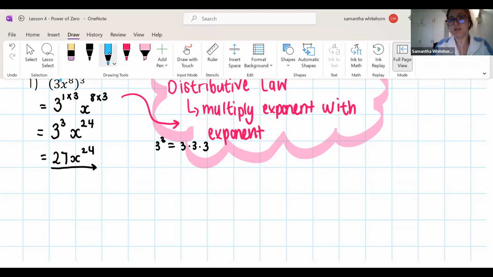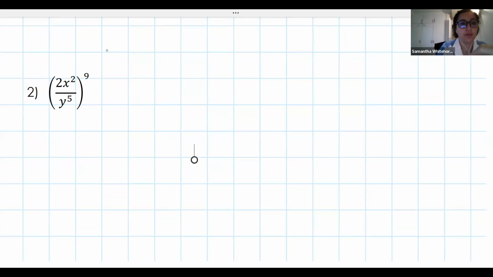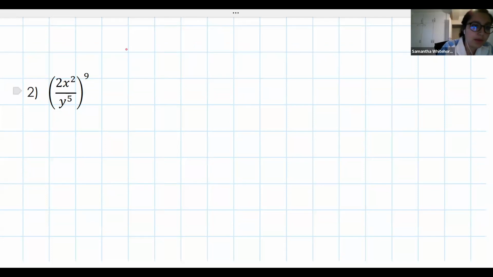Last 2 seconds. Right. So if we have a look at question 2, the difference here is now we've got a fraction, but that doesn't change what we need to do. My rule says multiply the exponents with the exponent. Now remember, this coefficient of 2 does have an exponent of 1. So I am going to multiply the exponent of 9 with the exponent of 2, the exponent of 9 with the exponent of 1, but I mustn't forget about this exponent of 5 at the bottom. It's still there. I still need to apply my distributive law.